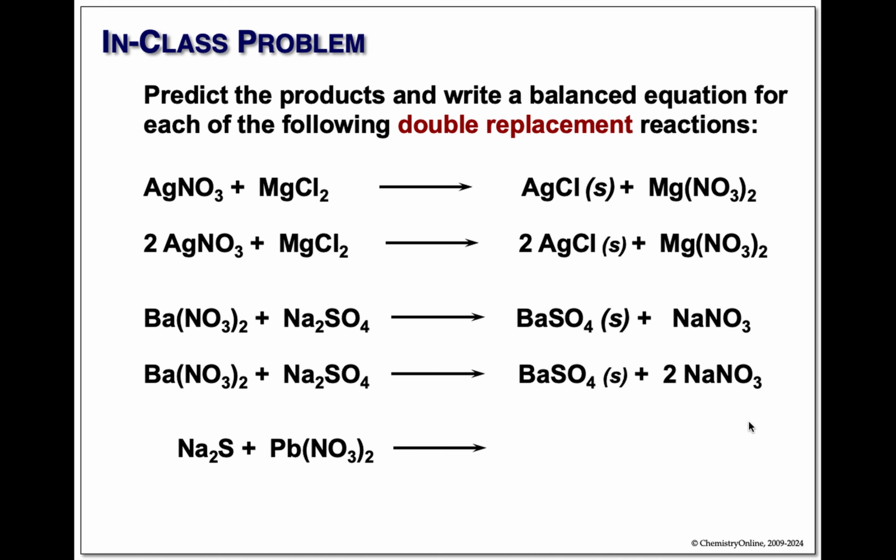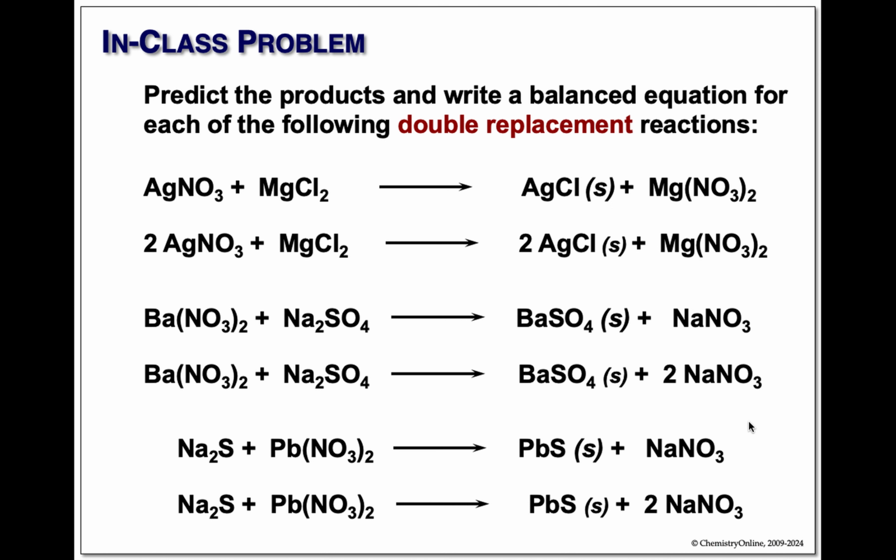Lead nitrate is soluble. So is sodium sulfide because it's group 1. Lead sulfide, however, is not. Remember, oxides, sulfides, hydroxides, all those things are not. So we will get lead sulfide as our solid. We'll also get sodium nitrate. Now here we have two nitrates, only one. We have two sodiums, that's good. I think all we have to do is double up the sodium nitrate.